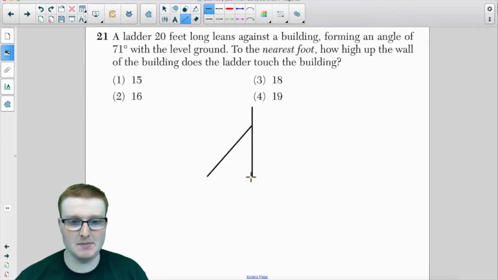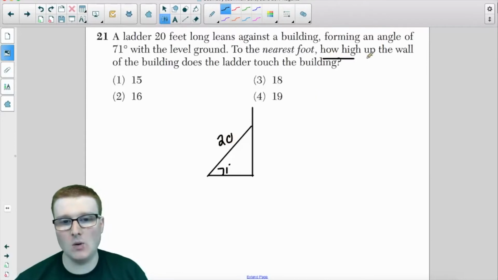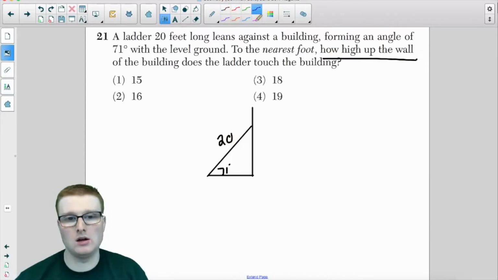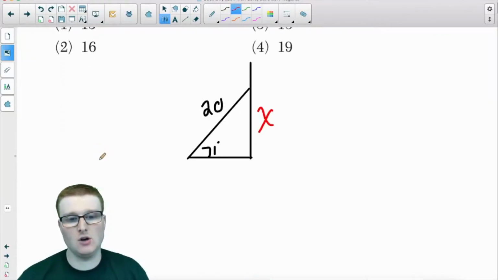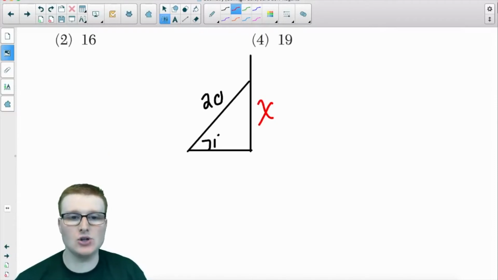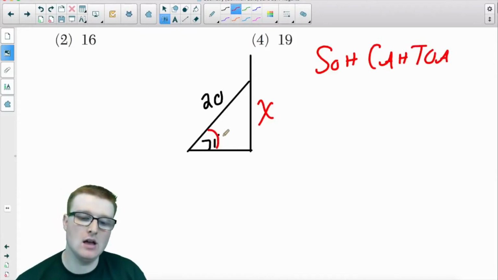Okay, there's my ladder, there's my building, here's my level ground. So this is 71 degrees. This is a 20-foot ladder, and it's asking you how high up the wall. So it's saying find this, the height of the wall. Okay? So, again, this is a classic SOHCAHTOA question. This is your reference angle. We need to find the opposite side.